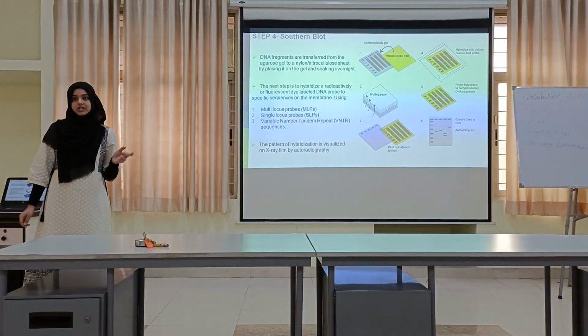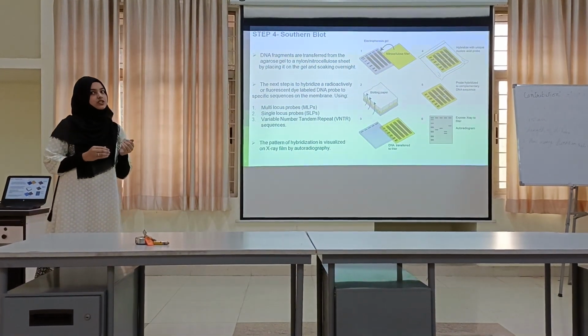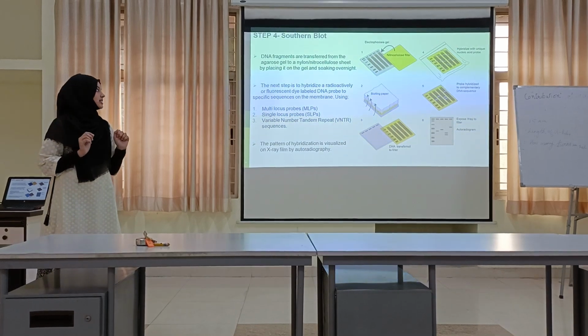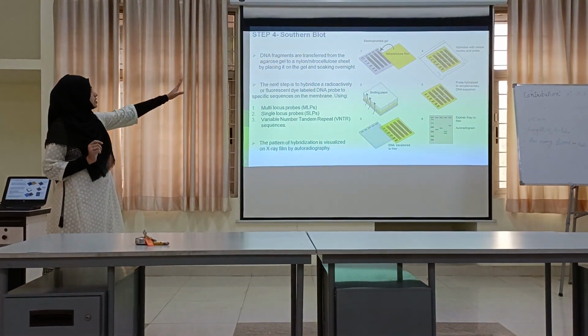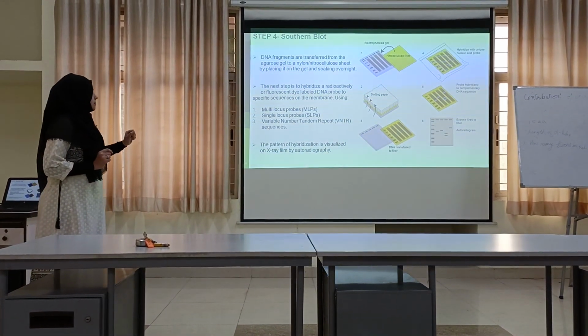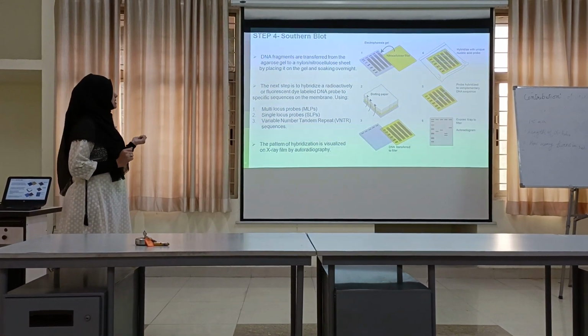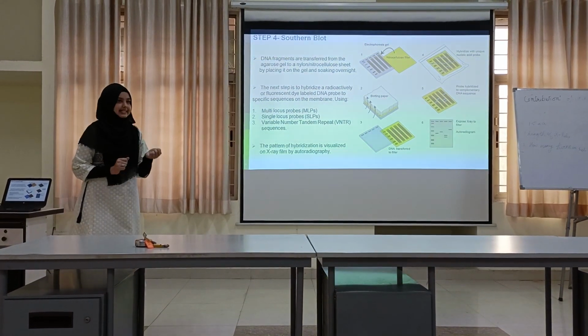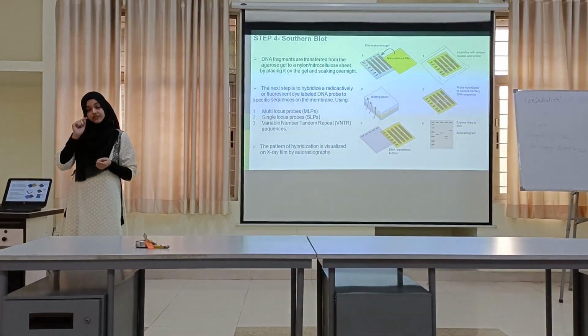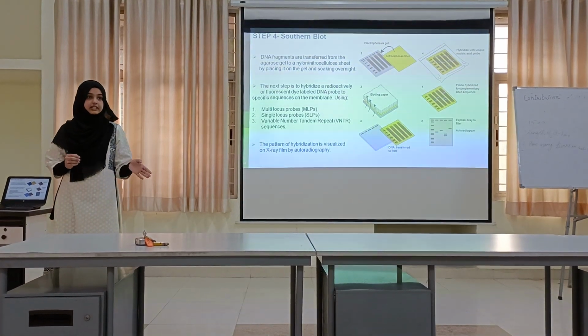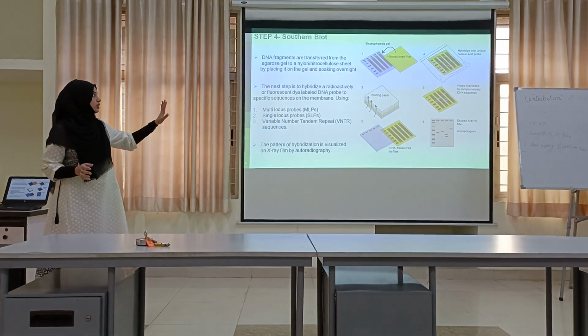The fragments are double-stranded. So we need to chemically denature those fragments to single-stranded DNA, and then it is transferred on the membrane. The next step is to hybridize a radioactive or fluorescent labeled DNA probe to specific sequences on the membrane.